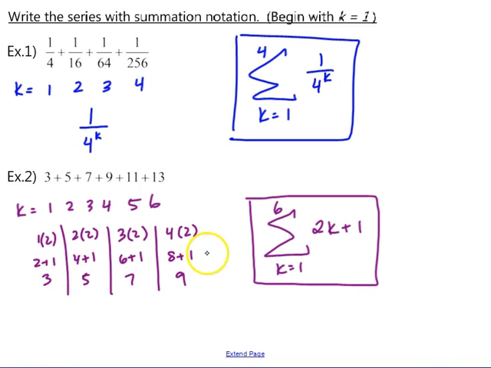So if you follow that pattern, it gives us our rule for the nth term: 2 times k, the term number, plus 1. I hope you got that right, even though it was a little tricky. That's it for this set of notes on our introduction to sequences and series.